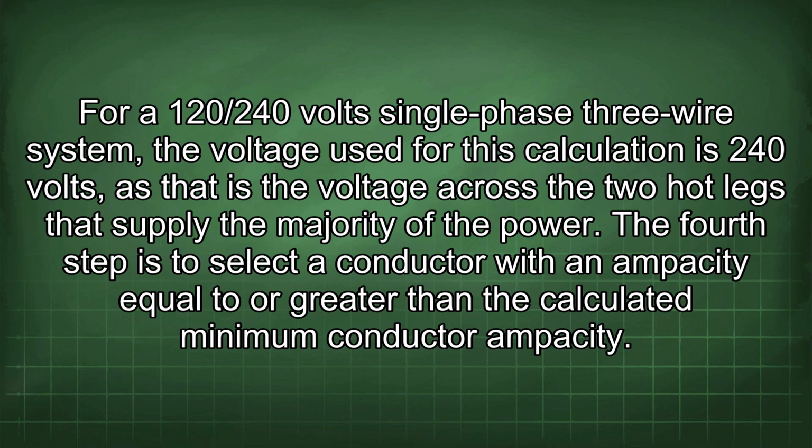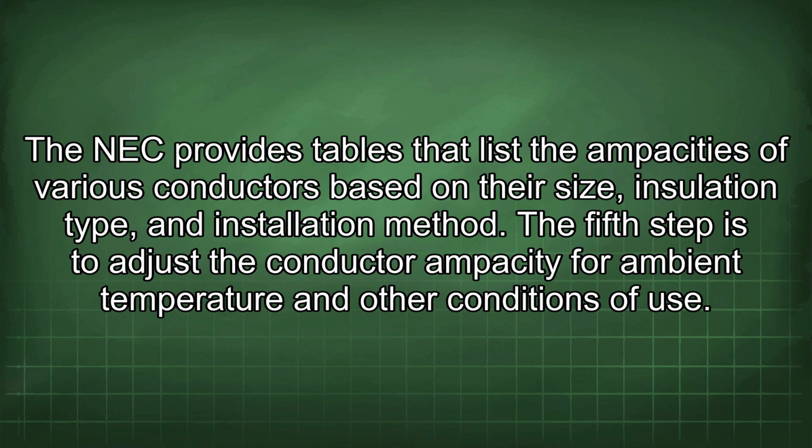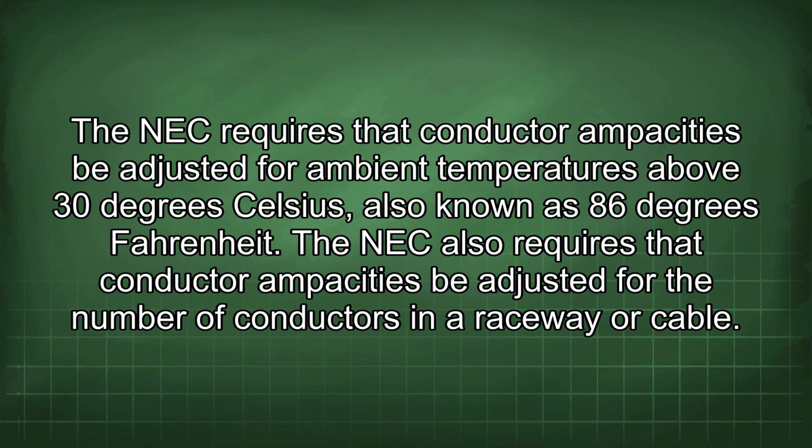The fourth step is to select a conductor with an ampacity equal to or greater than the calculated minimum conductor ampacity. The NEC provides tables that list the ampacities of various conductors based on their size, insulation type, and installation method. The fifth step is to adjust the conductor ampacity for ambient temperature and other conditions of use. The NEC requires that conductor ampacities be adjusted for ambient temperatures above 30 degrees Celsius, also known as 86 degrees Fahrenheit. The NEC also requires that conductor ampacities be adjusted for the number of conductors in a raceway or cable.